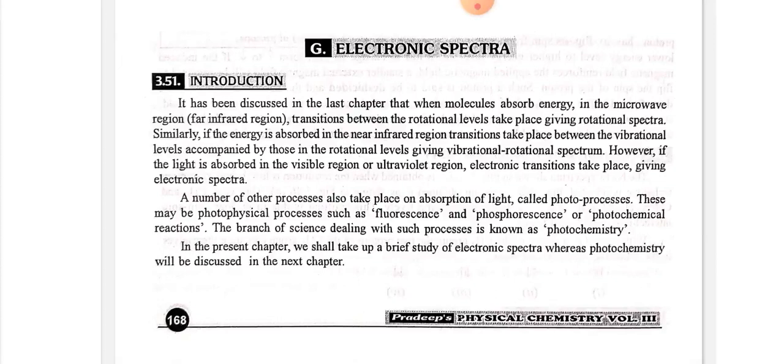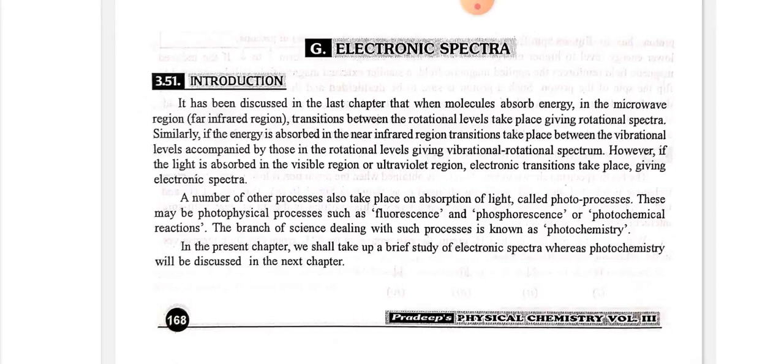Section 3.51 Introduction. It has been discussed in the last chapter that a molecule absorbs energy in the microwave region, far infrared region. Transition between the rotational levels takes place, giving rotational spectra. Similarly, if the energy is absorbed in the near infrared region, transitions take place between vibrational levels accompanied by rotational levels, giving vibrational-rotation spectra.